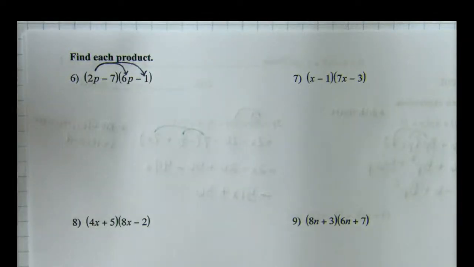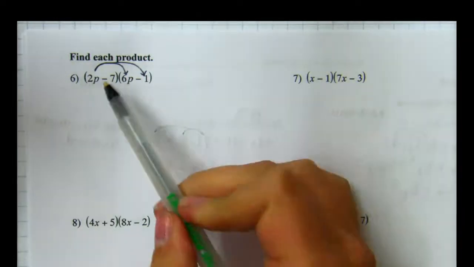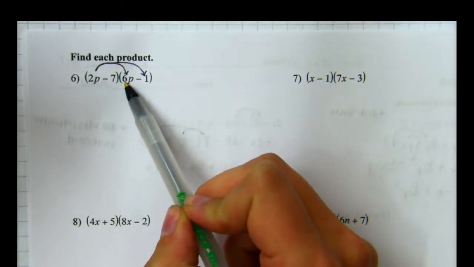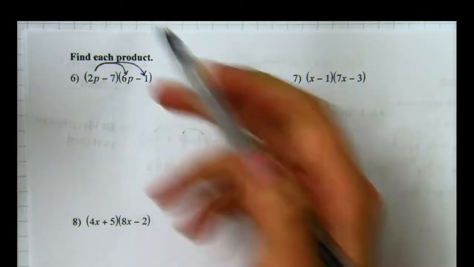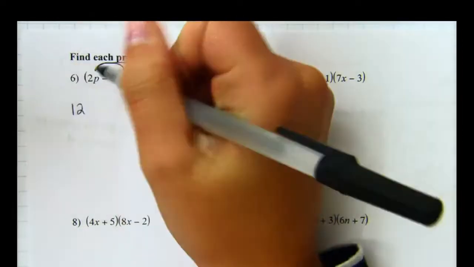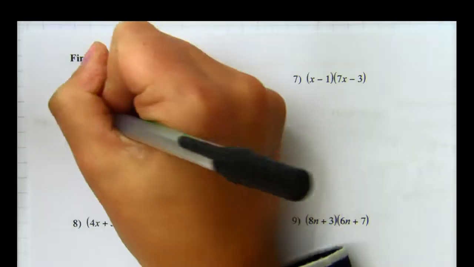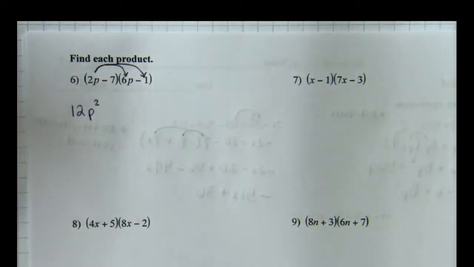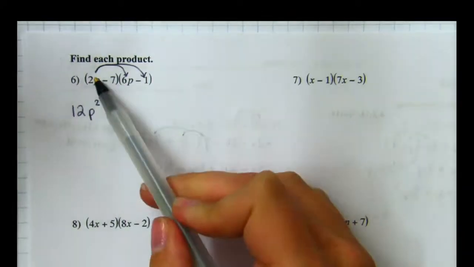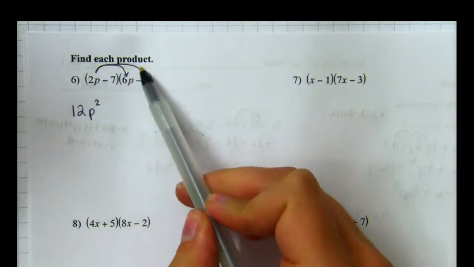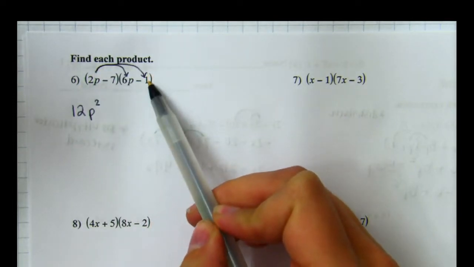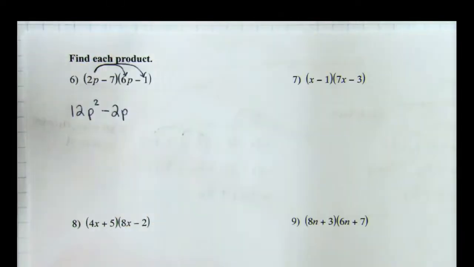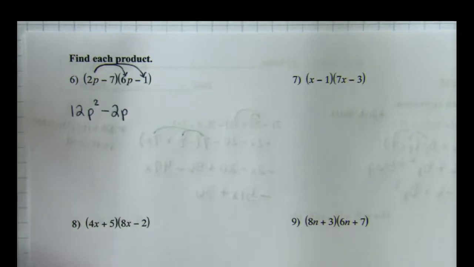So let's multiply those together first. 2p times 6p will give me what? Wonderful. I'll have 12, so 2 times 6 will give me 12. And then p times p will give me p to the power of 2. Okay, let's look at the next one. 2p times a negative 1 will give me what? Wonderful. Negative 2p. Okay, we're halfway there with the distribution.